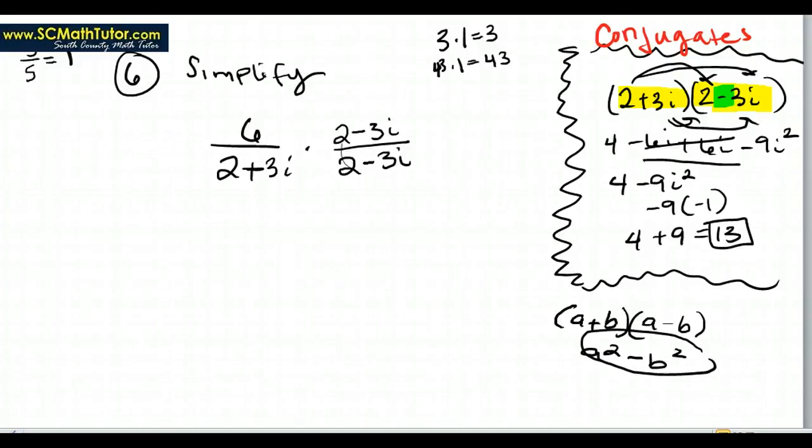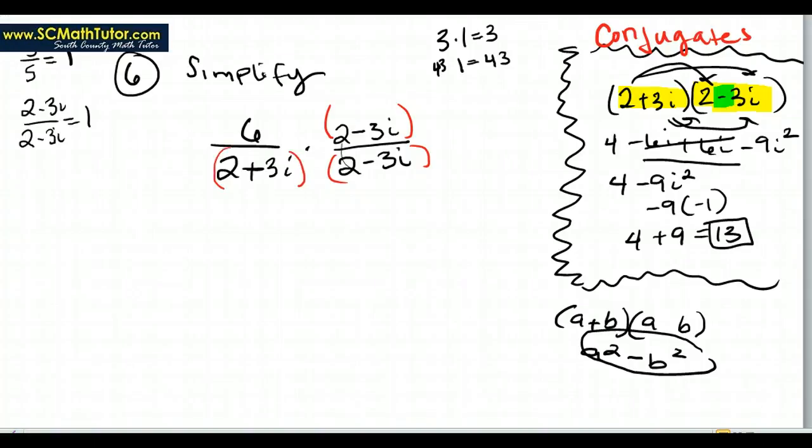Anything divided by itself is 1. So 2 minus 3i over 2 minus 3i equals 1. So we're multiplying by a form of 1. So yes, you have to multiply top and bottom by that number. I like to put parentheses, just to be precise, so I don't make mistakes, and so that I can recognize what's going on.